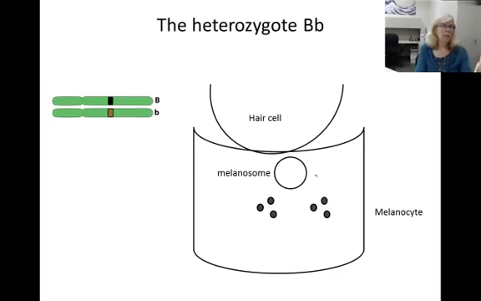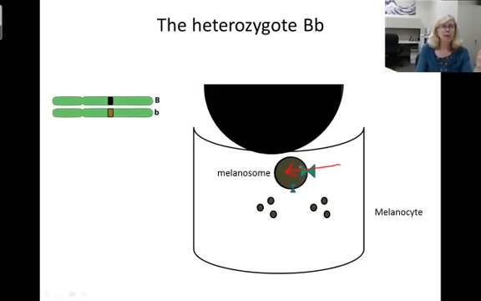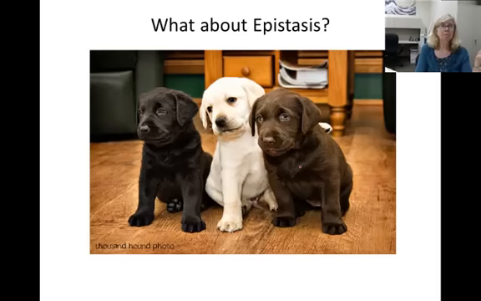What do you think will happen if the dog is a heterozygote? Well, since half the transporters are strong and half are weak, it's still able to add a lot of melanin to the hair cells, and the dog will be black. So the B gene is an example of simple dominance. So far, we've made a black dog and a brown dog. Let's talk about epistasis now.